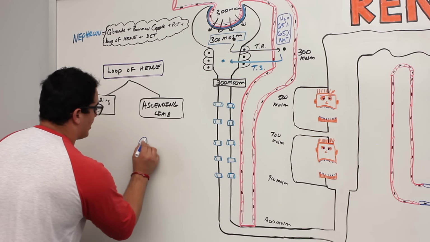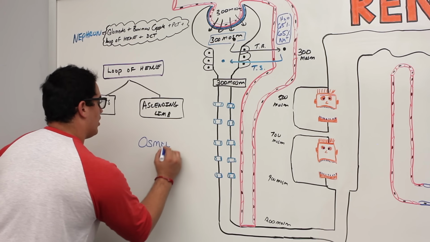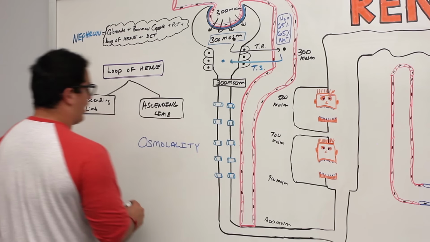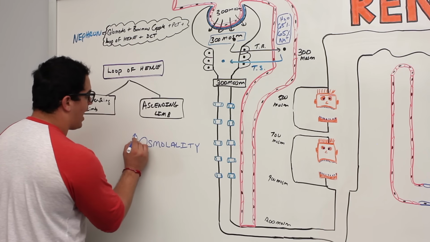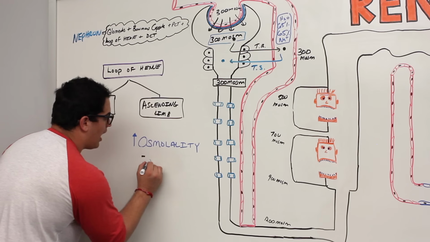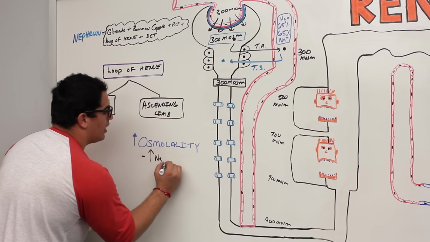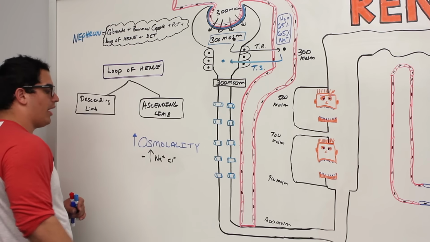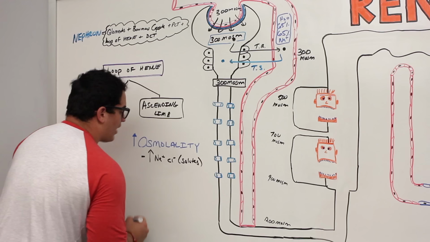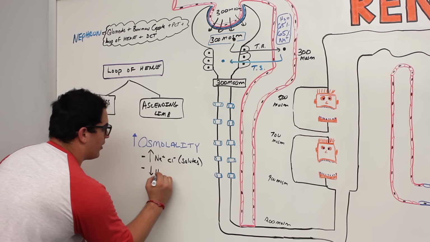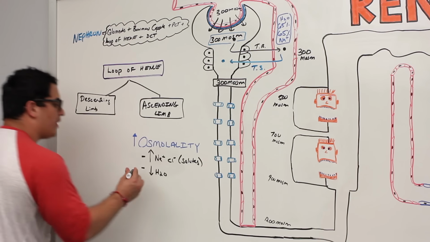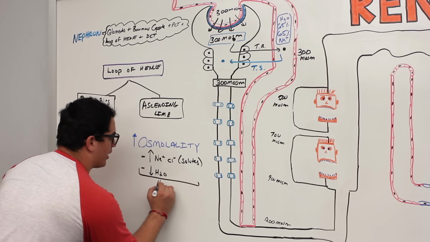All right, so now let's talk about osmolality. If you remember, we said that if there's a high osmolality, that refers to high amounts of sodium and chloride in the blood, or just a lot of solutes in the blood. So we can refer to this as solutes. And then we said there was a very low amount of water. When we have high amounts of salt and low water, this is referred to as hypertonic.